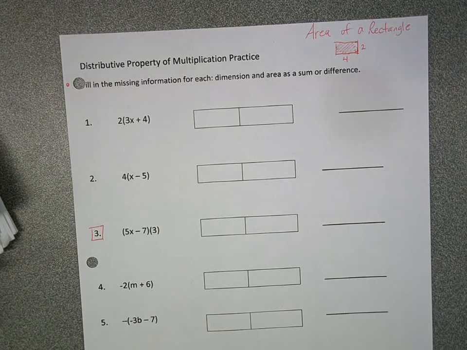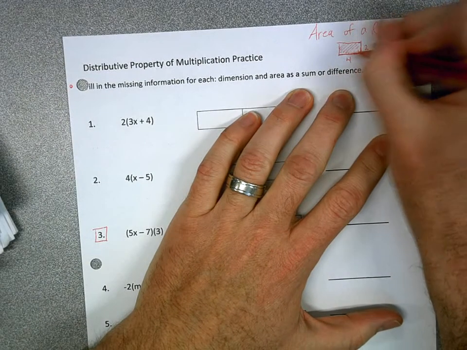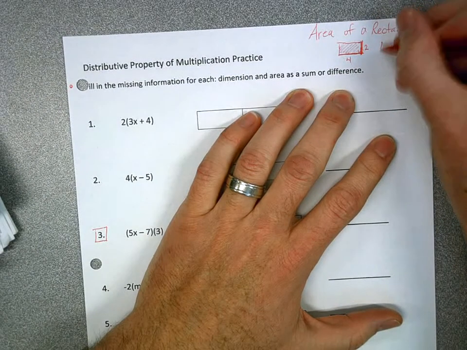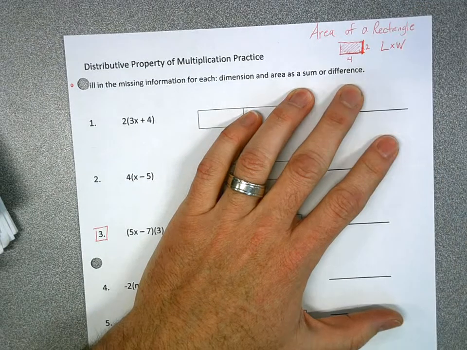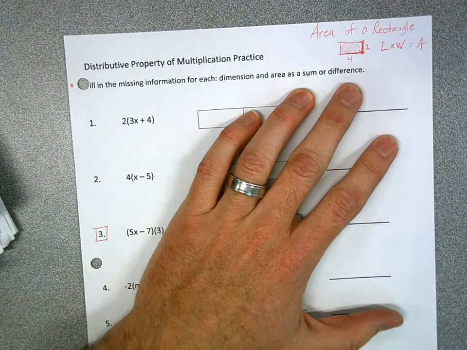Nobody remembers how to find the area of a rectangle? You multiply what? The 4 and the 2. Okay? Ultimately, guys, what you do is you multiply the length with the width. All right? Length times width is how you find the area of a rectangle.